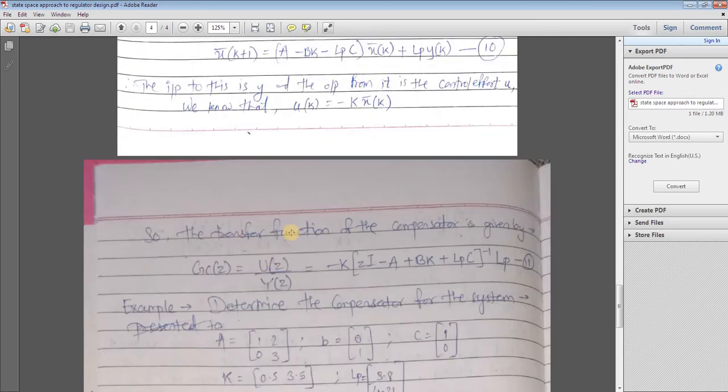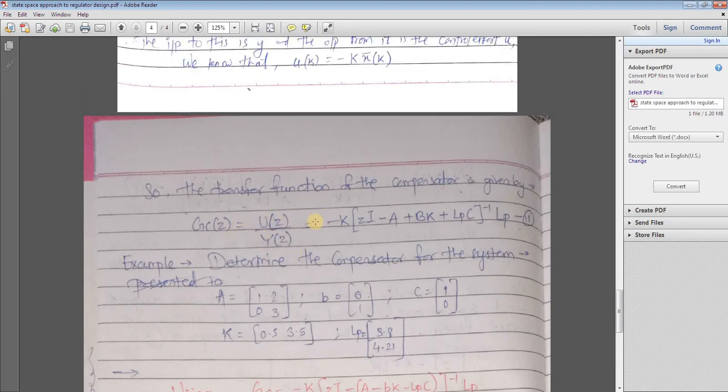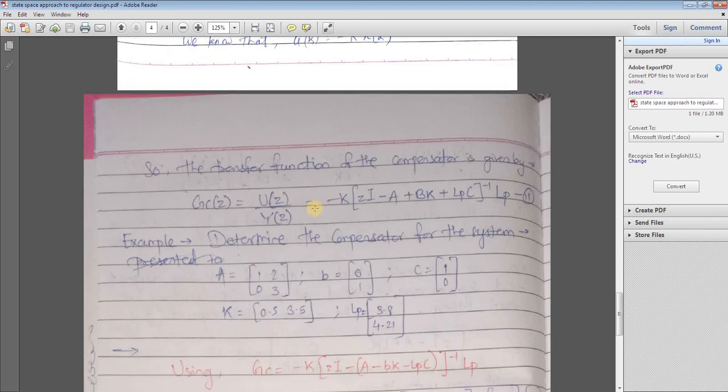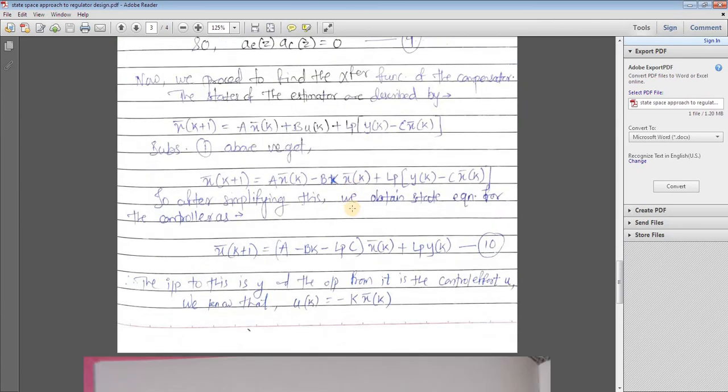So the transfer function of the compensator is given by G_C(z), the transfer function of the compensator, which is output upon input in terms of z, equals minus K (zI minus A plus BK plus L_P C) inverse L_P. So this equation number 11 is nothing but the combination of equation number 8. They have taken all the terms.